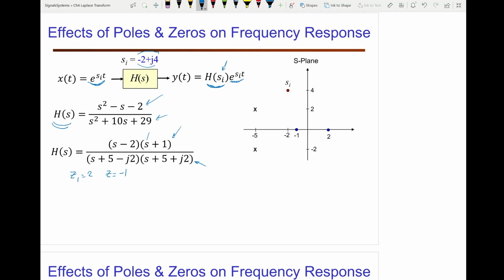Now the poles are the values of s that will make the denominator 0. So for this one, the first pole is when s is minus 5 plus j2. The second is when s is minus 5 minus j2. So these are the poles and the zeros of the system. Let's express this transfer function in terms of the poles and the zeros, simply. So then this will be H of s.